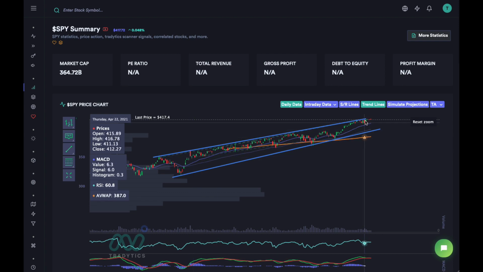And again, when the price breaks out of this trend line resistance, now it becomes a support. So just keep that in mind. Let's clear that as well.